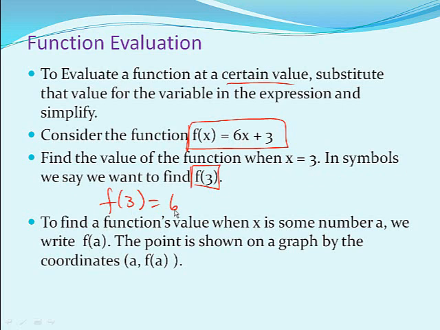So we will get 6 multiplied by the x value, which is now 3, then plus 3. 6 times 3 plus 3. That is what 6x + 3 means. So when we do this, we will get 18 + 3 = 21. To find a function's value when x is some number a, we write f(a). The point is shown on a graph by the coordinates (a, f(a)).